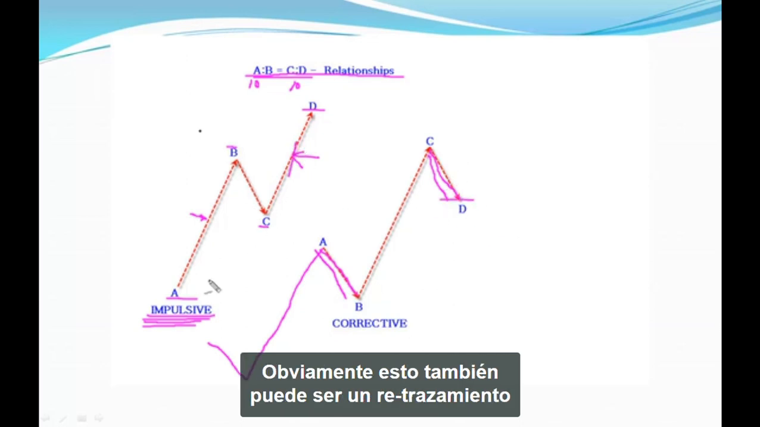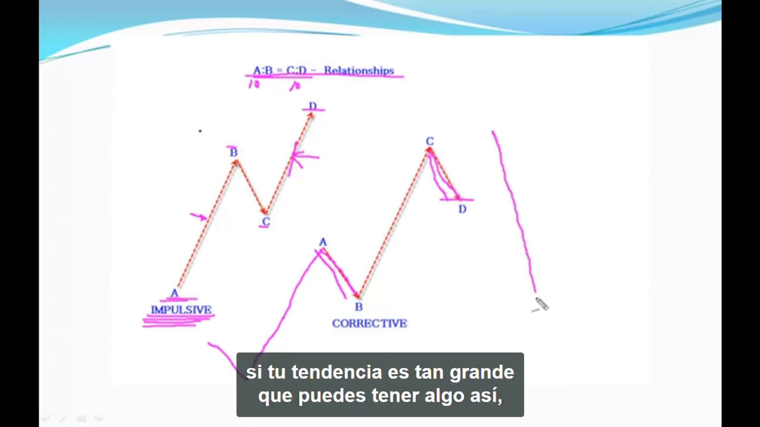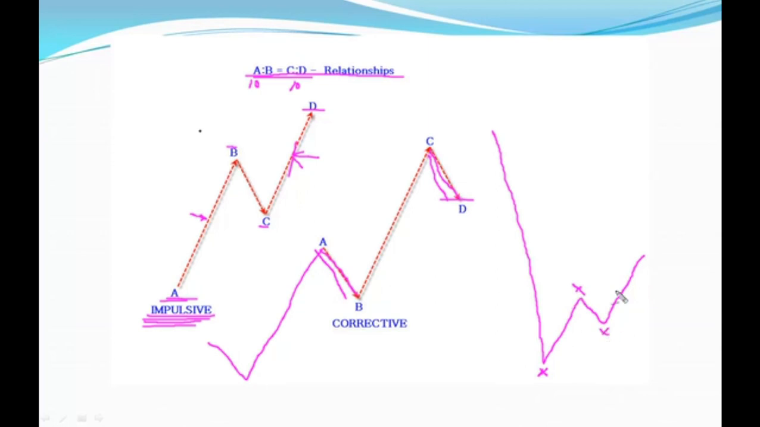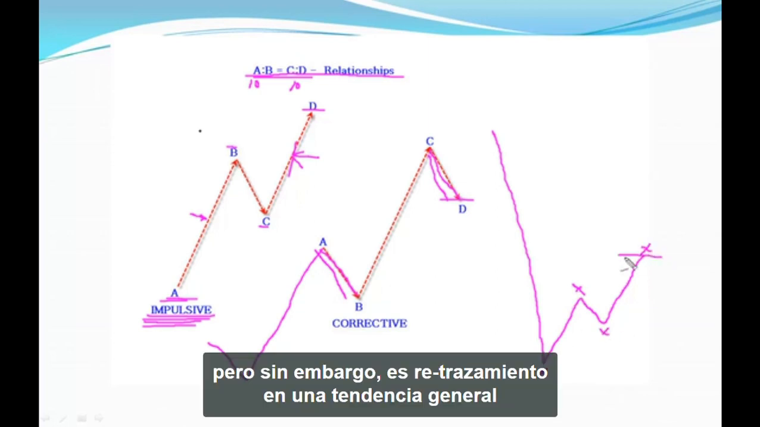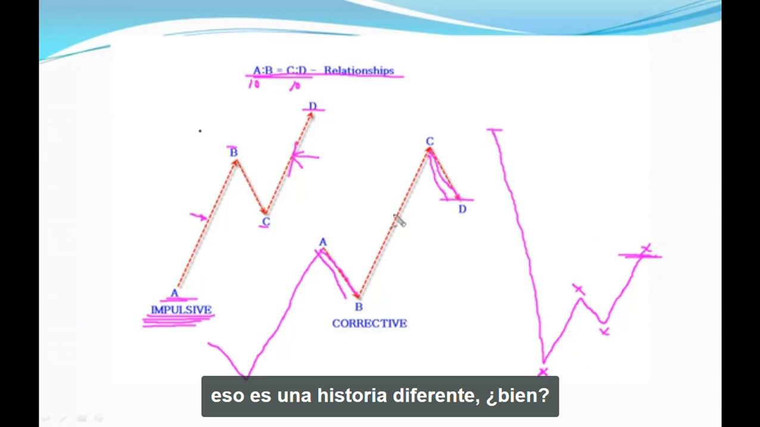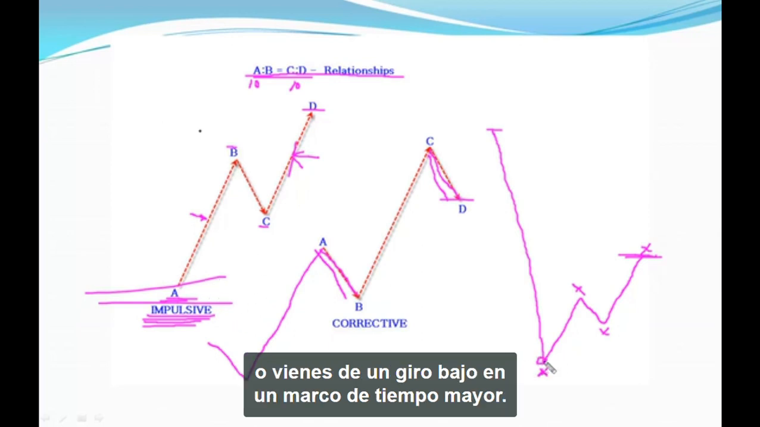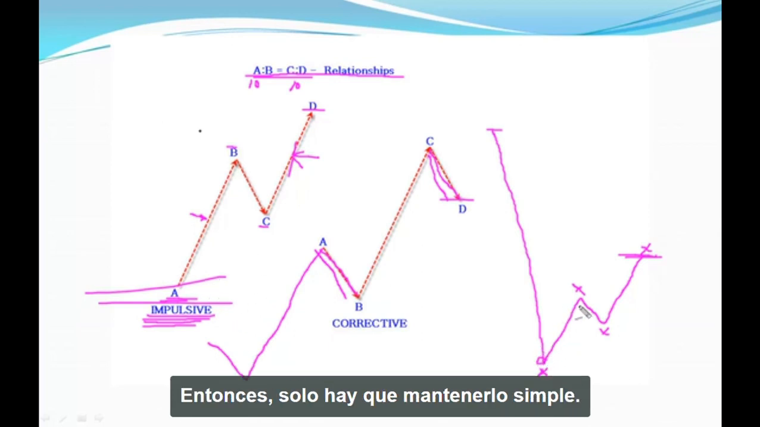Now, obviously, this also can be a retracement in a trend. If your trend is so large, you can have something like this, where somebody would look at it as an A to B, C to D, but yet it's a retracement in an overall trend. That's a different story. This would be if you were coming out of a range, or you're coming off of a swing low in a higher time frame. So just keep it simple.